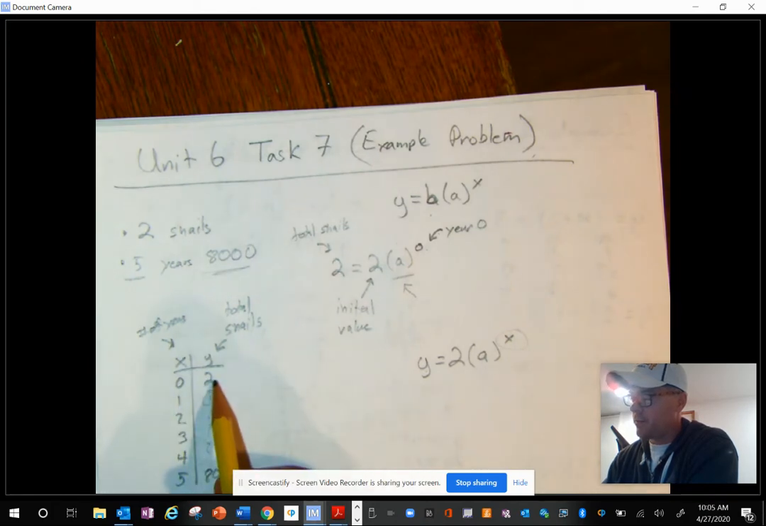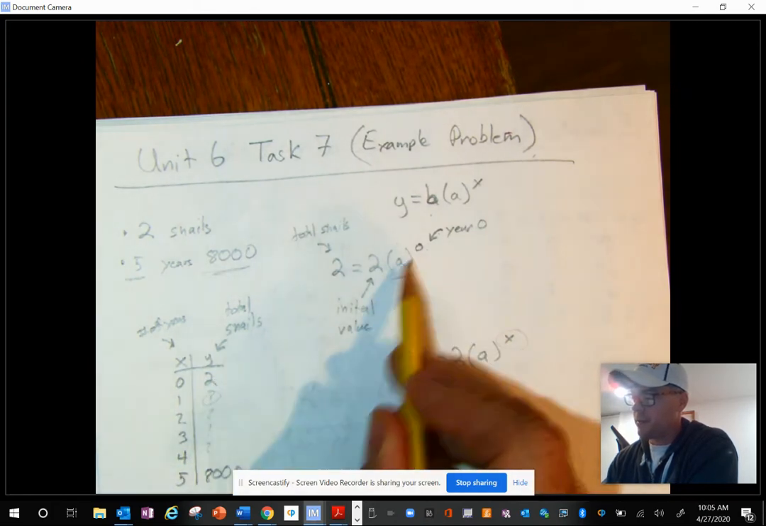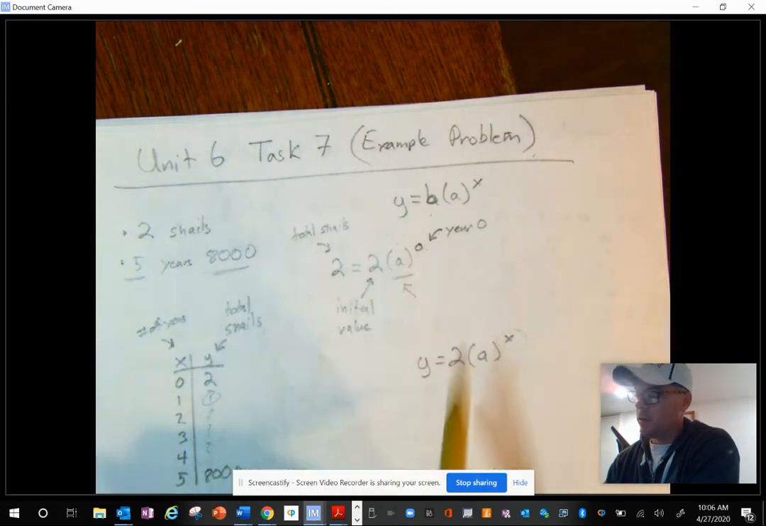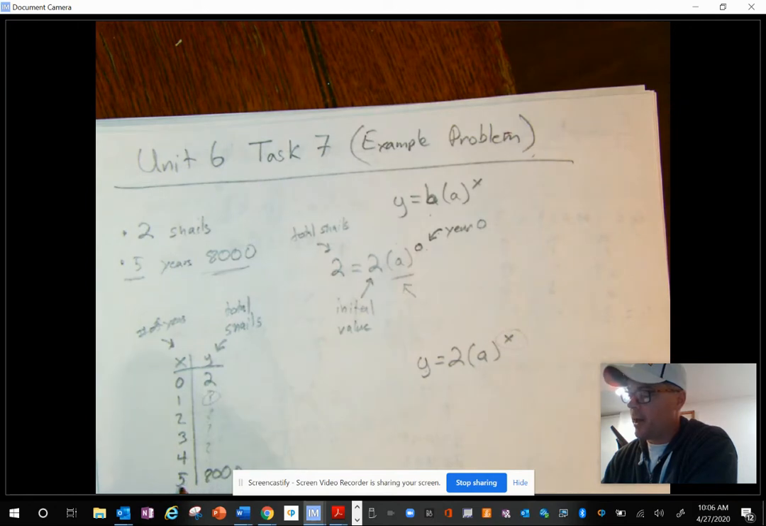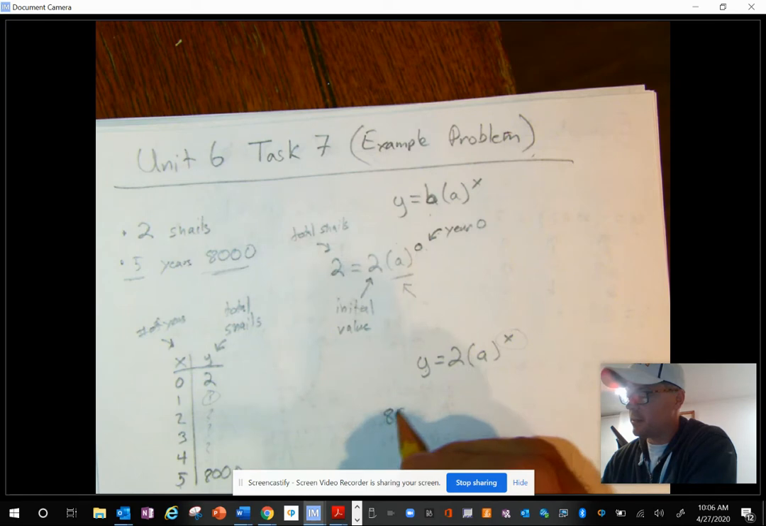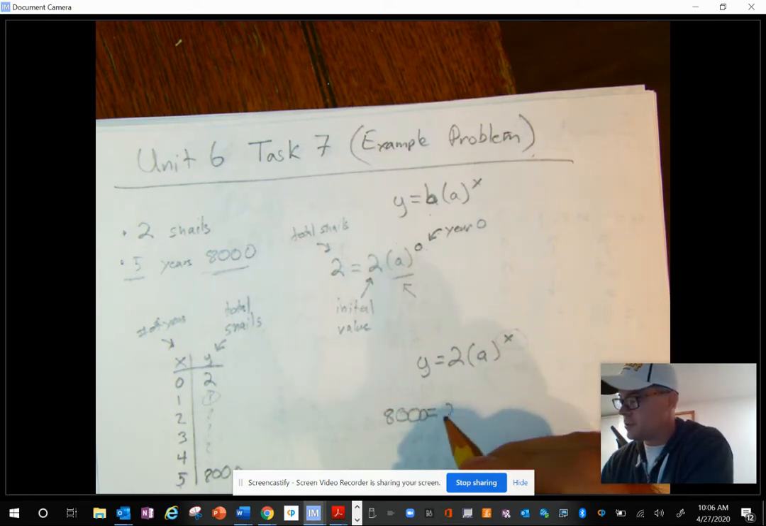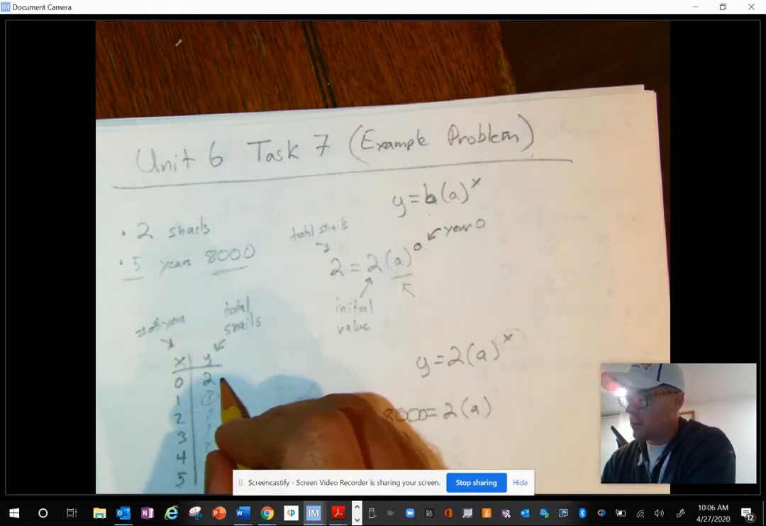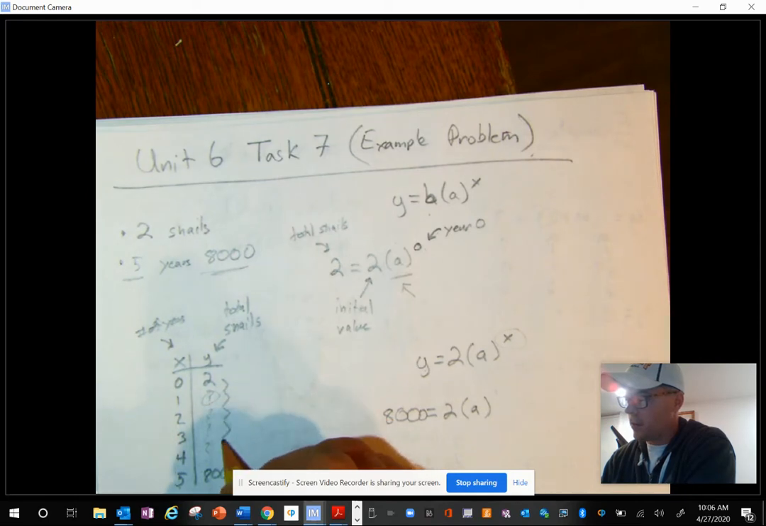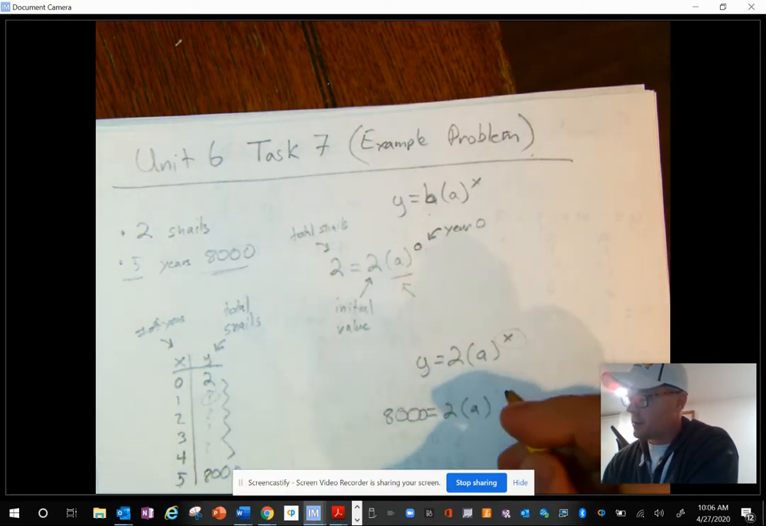So the very first one, which I emphasized up here, when x equals 0, y equals 2. Now we know that when x equals 5, y equals 8,000. So 8,000 equals 2 times a to the 5th year: 1, 2, 3, 4, 5. Yep. So this is the 5th power.